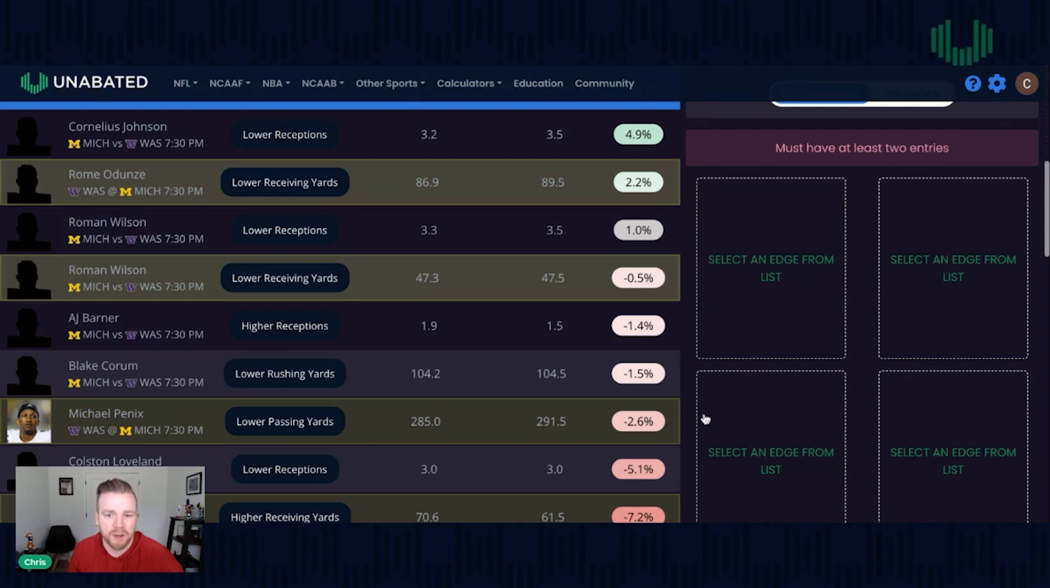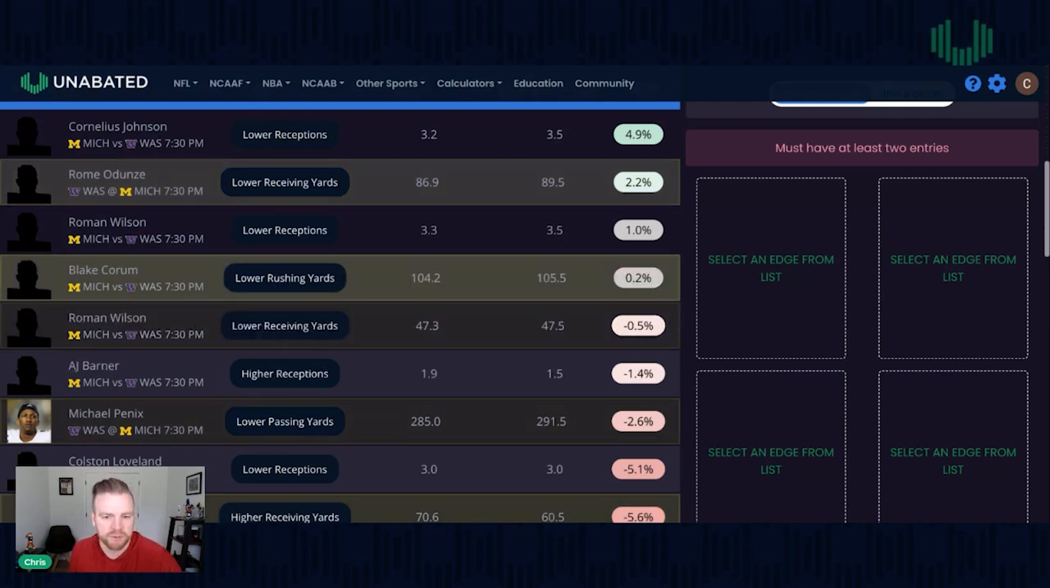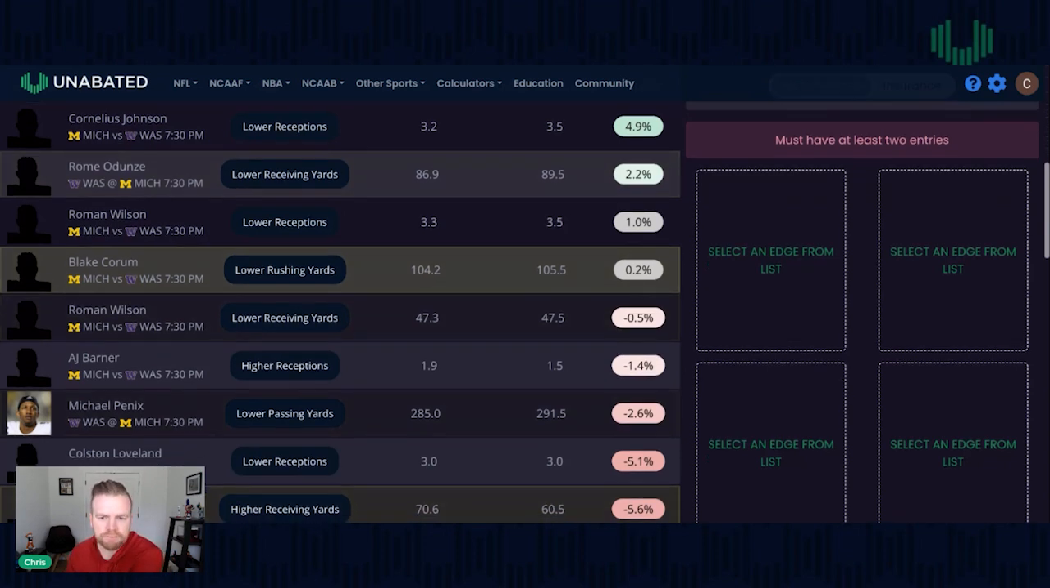We want to look at Michael Penix here. We see lower on the passing yards. This one could be tricky. Will they pass more without Dylan Johnson, like I've already mentioned? I think it's quite possible. I'm personally going to stay away from this one. We have a negative percentage for edge here, so I don't know why we necessarily would target this one, but keep that in mind as Dylan Johnson's status is cleared up.